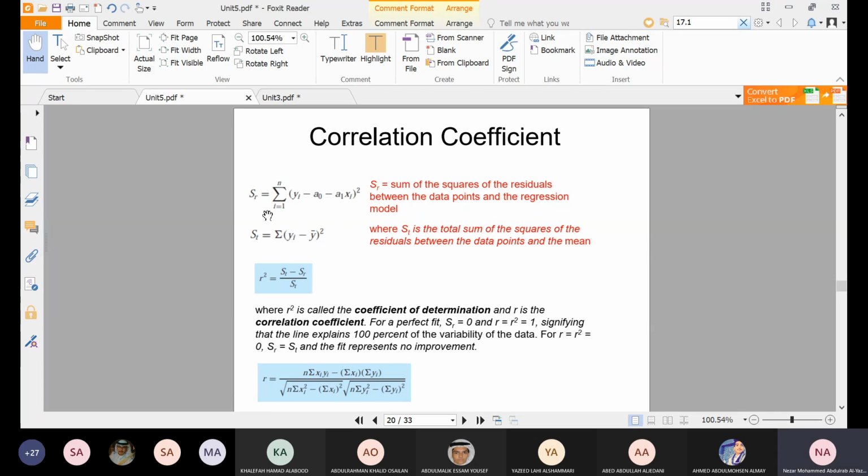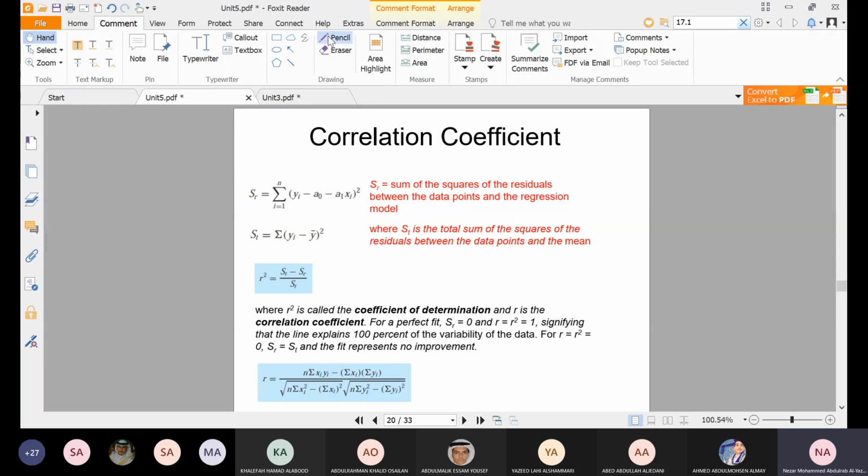If the model that we developed is a copy of the measurement, the exact solution, in this case the error will be 0. So Sr is 0, and I have St over St. In this case the coefficient R squared is equal to 1. That means the model that we developed explains 100% of the data that we have.